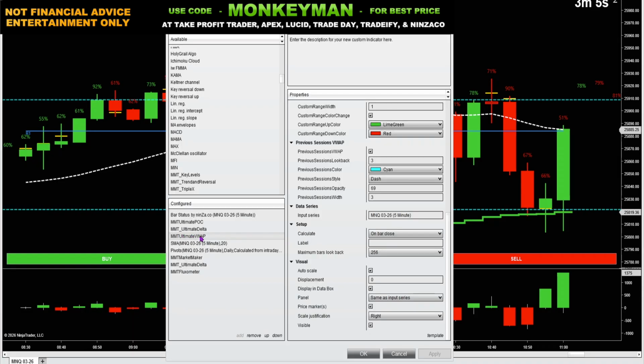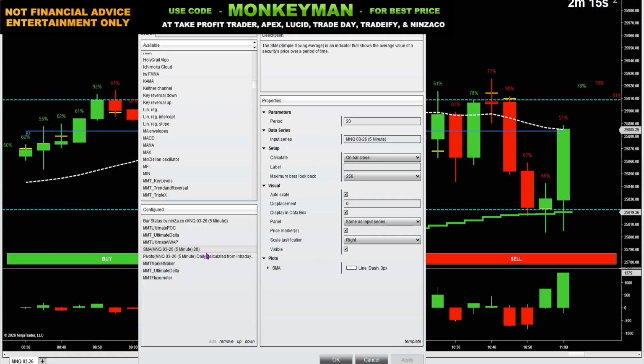I've got the MMT Ultimate VWAP on the chart, and I also have the previous session's VWAP activated. Looking back 3 sessions, you could have it look back 5, 7, however many sessions you want it to look back. You have to have the proper data loaded in your data series as well. But this is showing me prior session VWAP closes. These are great key levels to have on your chart.